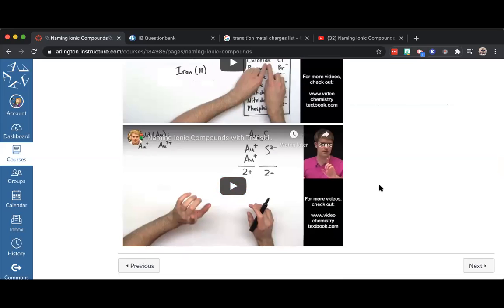And so that's actually what we are going to do now. I'm going to switch over to my iPad, and we're going to go over a few and see if you guys can tell me what they're going to be.